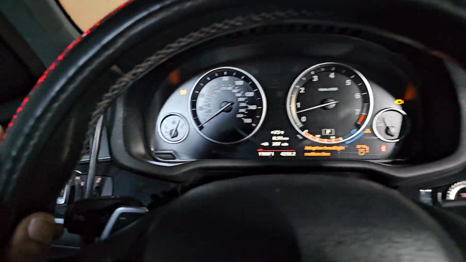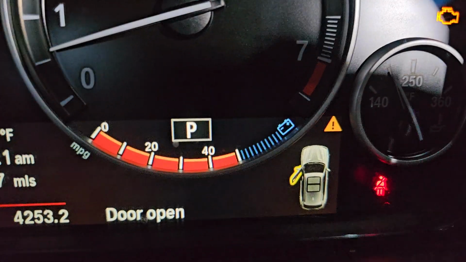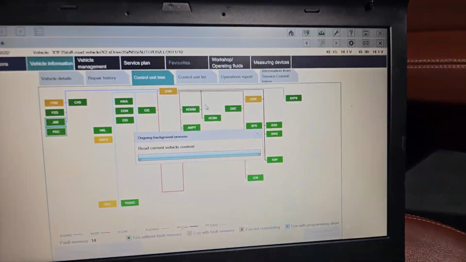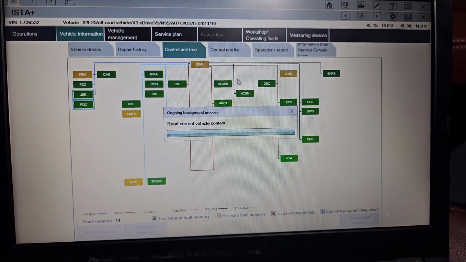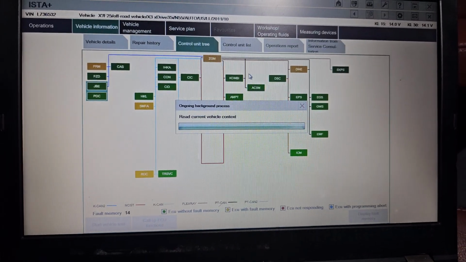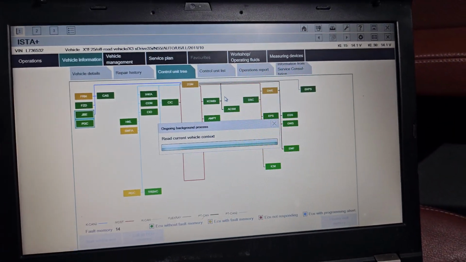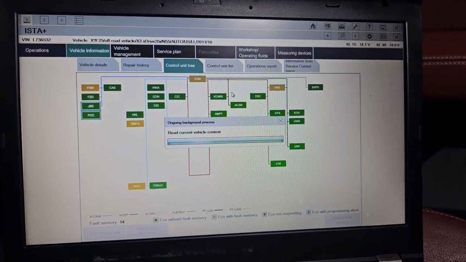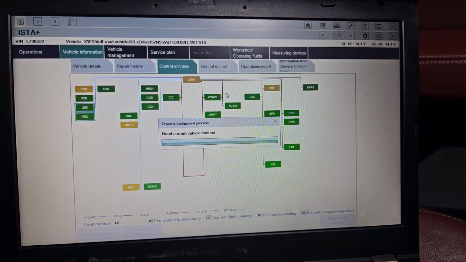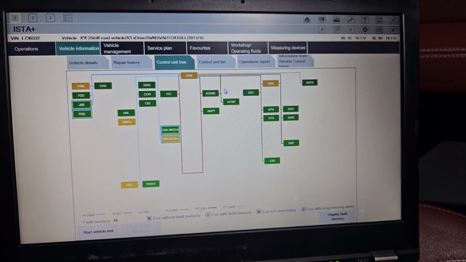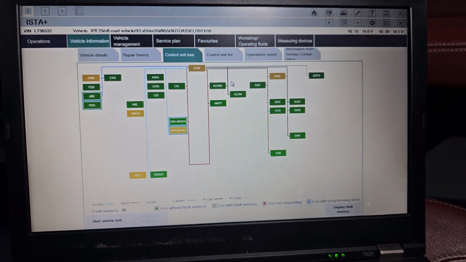This car here is well here. If you notice here, there is a message: adaptive headlight malfunction. On this car, some people take it out and put aftermarket LED lights, and the computer cannot see it. Also, yesterday we were doing a Mercedes-Benz C320, and if you use the dealer tools, it has a lot of functions.